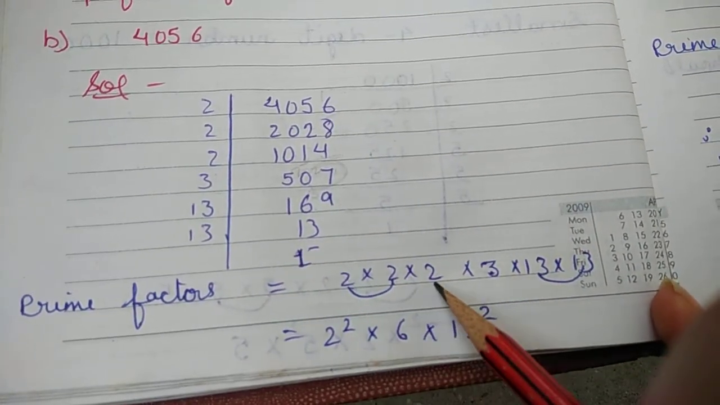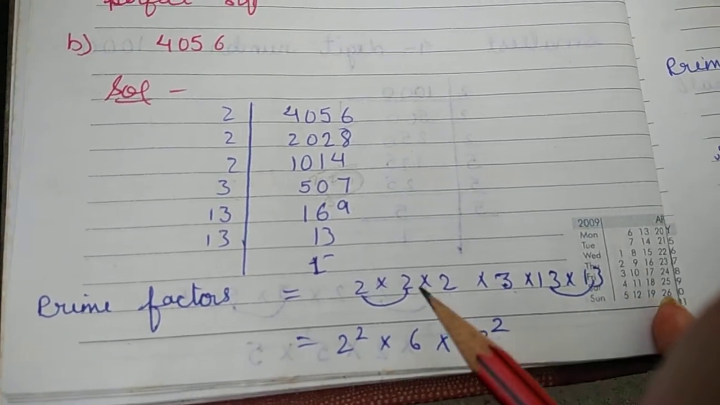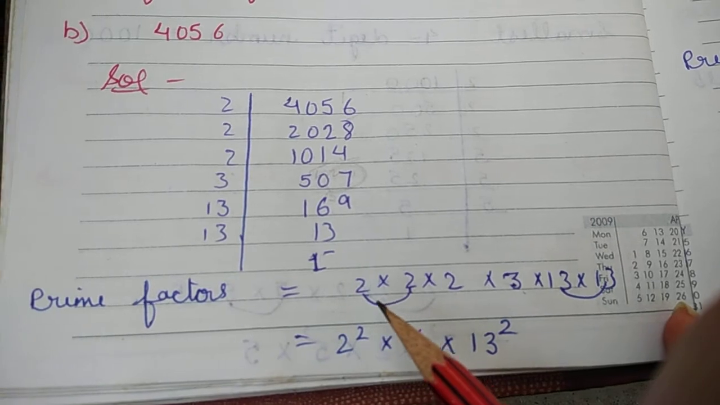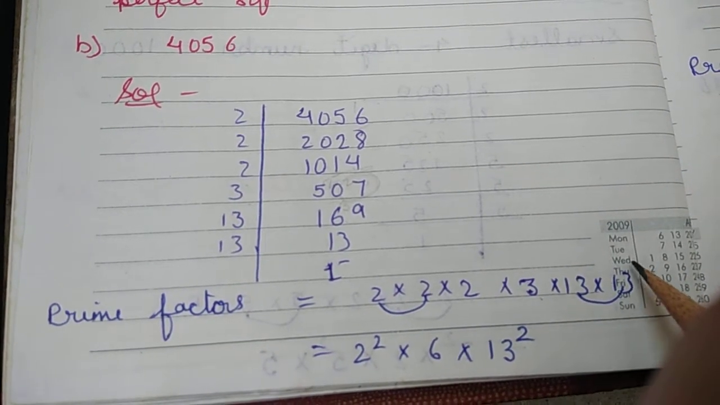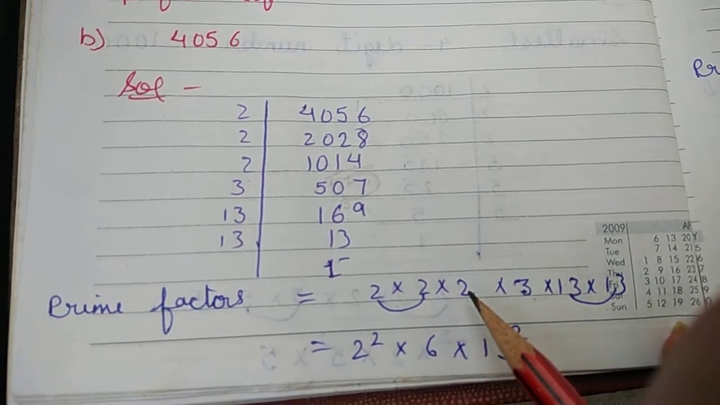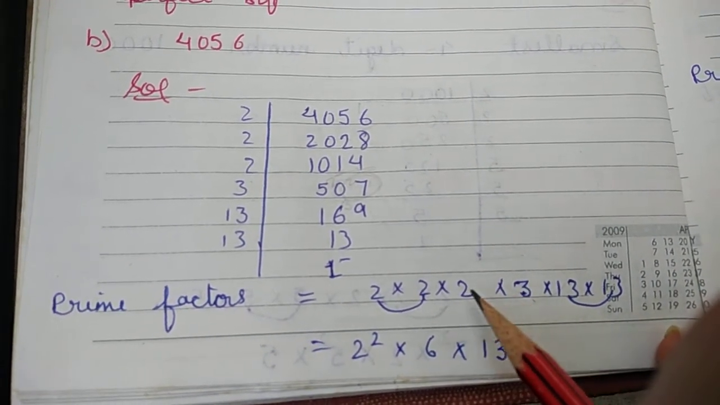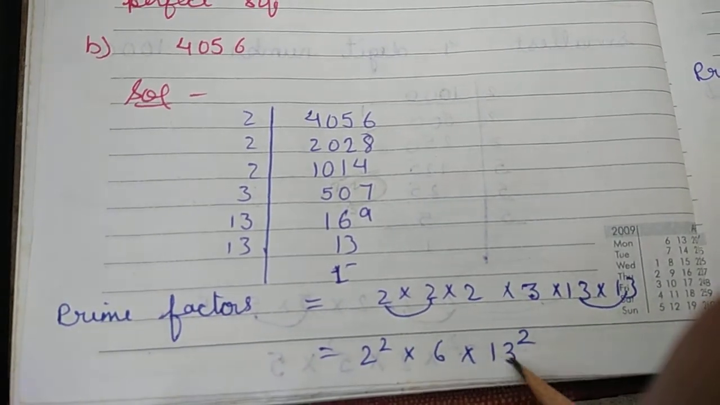So 2 into 2 into 2 into 13 into 3 into 13 into 13. First of all, we'll just pair up the numbers which can be paired up. So 2 into 2 is paired up, 13 into 13 is paired up. What is left? 2 and 3 are left, so the numbers which are left, we'll just multiply them. So 2 3s are 6. Now two numbers are already paired up.